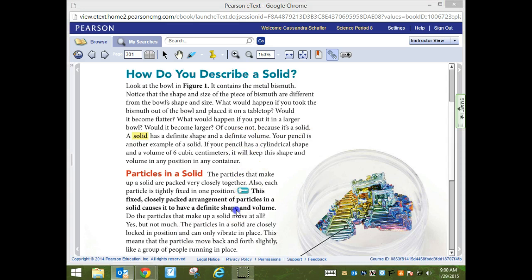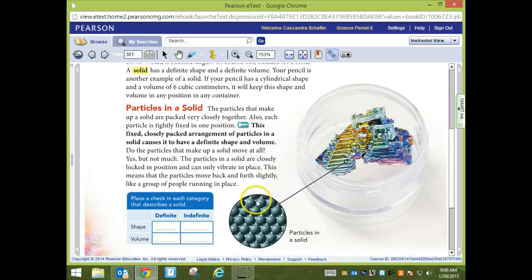Okay, now let's talk about the particles in a solid. The particles that make up a solid are packed very closely together. Also, each particle is tightly fixed in one position. This fixed, closely packed arrangement of particles in a solid causes it to have a definite shape and volume. Do the particles that make up a solid move at all? Yes, but not much. The particles in a solid are closely locked in position and can only vibrate in place. This means that the particles move back and forth slightly, like a group of people running in place.